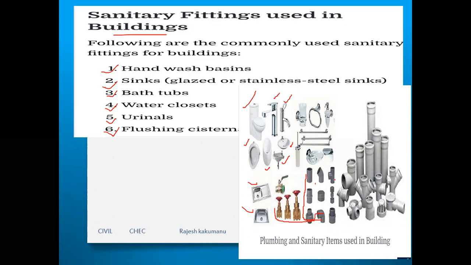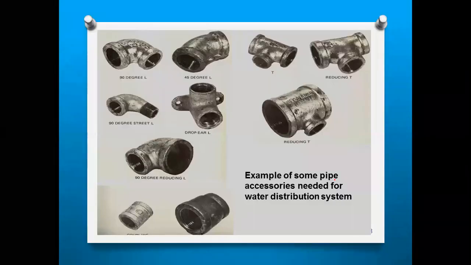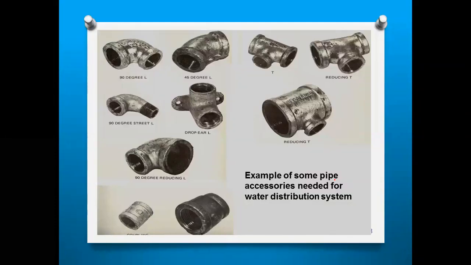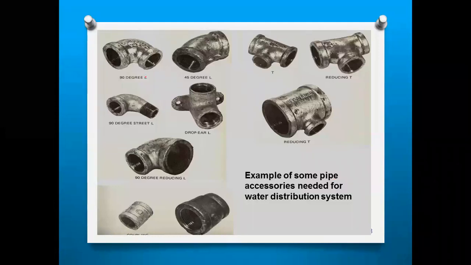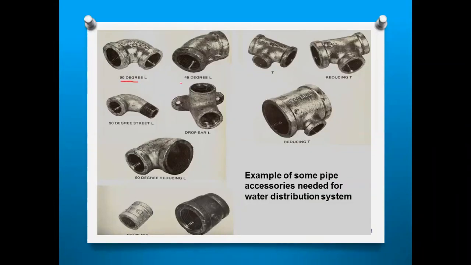Okay. These are some of the other examples where you are using cast iron joints, cast iron fittings. See here, this is a 90-degree bend. This is a 45-degree bend. This one is a 90-degree straight L shape. This one is a drop ear shape. This one is a 90-degree reducing L shape. These are the other connectors. These are reducing T shape. These are T shape. These are reducing T shape. So like this, we are using different types of cast iron materials for cast iron pipe fittings.